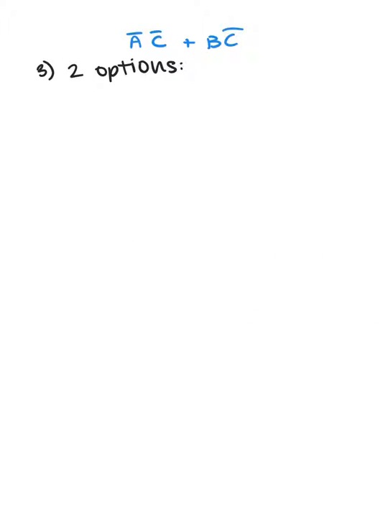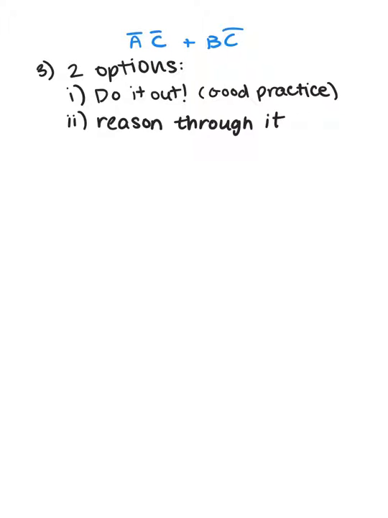Alright, now just rewriting the equation we just found, we have two options. Either do it out with a truth table, which is good practice and you can check your answer at the end of the video, or reason through it, which is what I'm going to do here. So if we reason through it, in order for the expression to be true, we need either one or the other to be true. So either not A not C is true, or B not C is true.